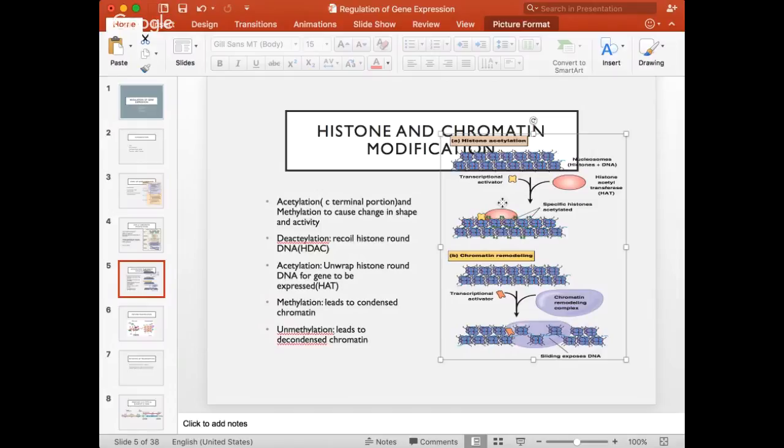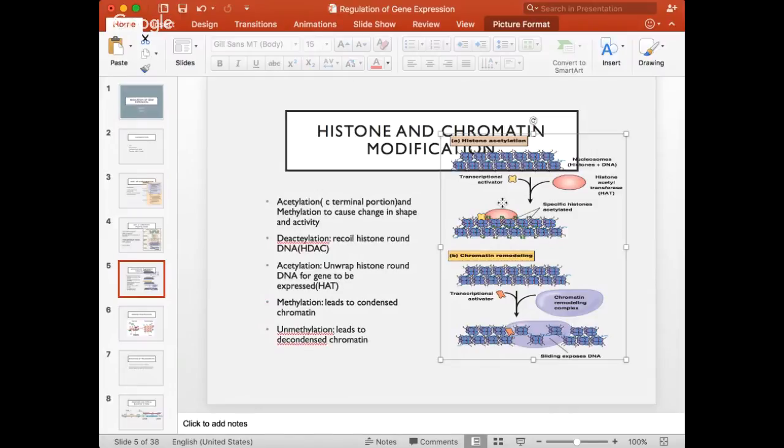So over here is just showing that acetylation occurs at the N-terminal portion, and they both cause changes in the shape. And HDAC is the enzyme that is responsible for deacetylation, which is histone deacetylase. The enzyme responsible for acetylation is histone acetyl transferase. And this is just the basic summary of what I just said.